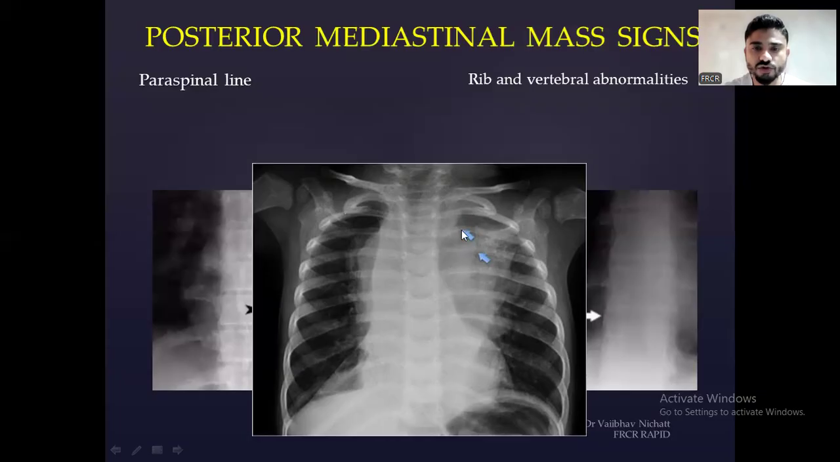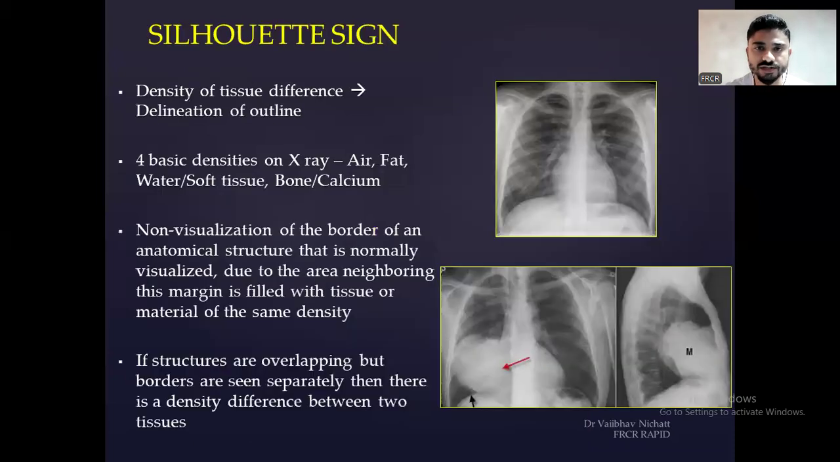So this is a case of neuroblastoma. Here you can see erosions of the posterior aspect of the left upper thoracic ribs. And if there is a case of nerve sheath tumor or schwannoma or ganglioneuroma, ganglioneuroblastoma, you can see widening of the neural foramen or some vertebral abnormalities over here. Also in cases of neuroenteric cyst.